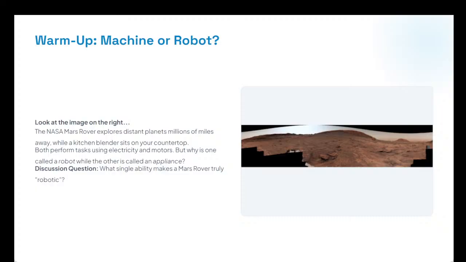Both use electricity and motors, which is true. But a Mars rover truly shows that it uses motors, and it can actually do things like sensing. Sensing is also a big part of robotics, using a camera. And it also uses intake and really gives outtake.